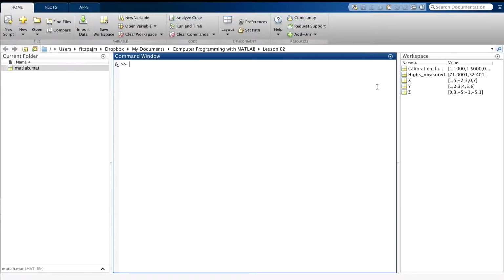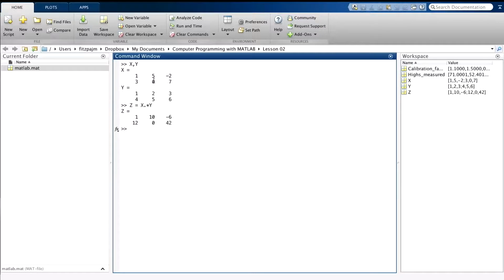Array multiplication has the same rule that addition and subtraction have, that is, the matrices that are operands have to have the same dimensions. So we'll use the same examples, x and y, that we used for addition and subtraction. And here we go. Z is equal to x dot star y. That's array multiplication. Really simple.